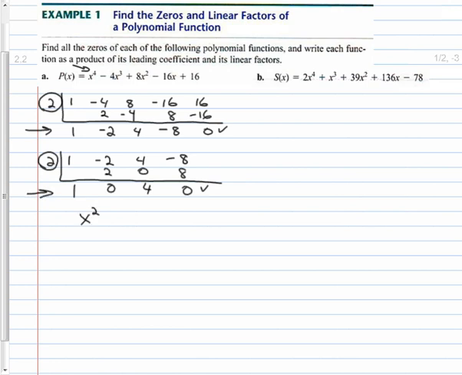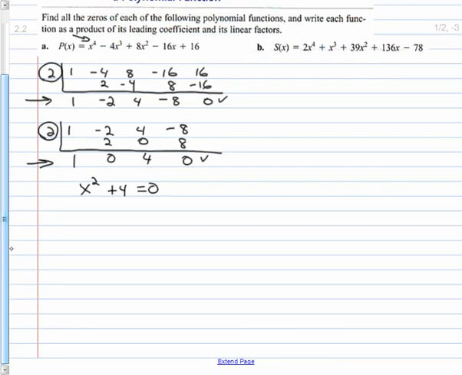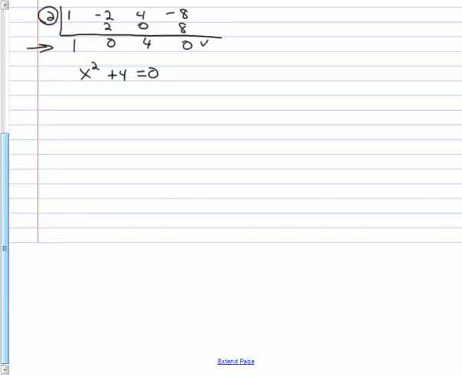x squared plus 0x plus 4, where does it equal 0? Once I get to a 2nd degree, I don't continue with my synthetic division. I use other methods. Well, a couple of ways. One way is to try to factor. Another way, since there's just one x term, is to isolate that term. x squared equals -4. How would I get x instead of that x squared?